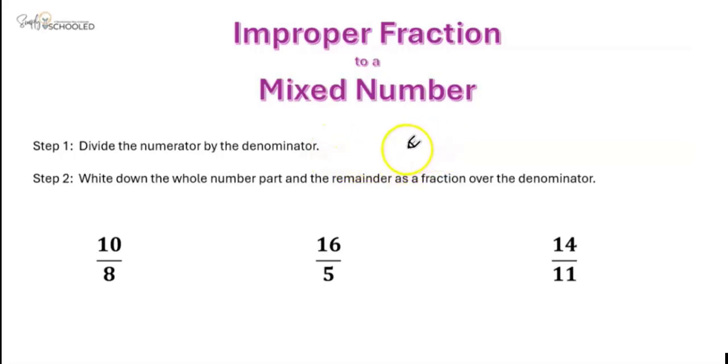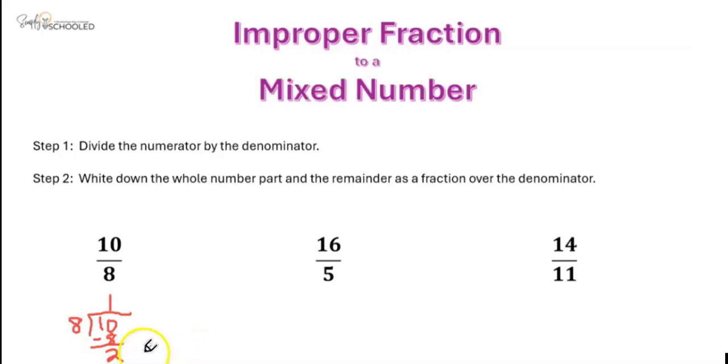If you watched my beginning videos on fractions, I taught you that this bar is called a division bar because a fraction is basically a division problem. So what it's telling you to do is take the numerator and divide it by the denominator. So let's do that. Let's take the numerator, which is 10, and divide it by the denominator. 8 goes into 10 one time, and that's 8. We subtract it, and we have 2.